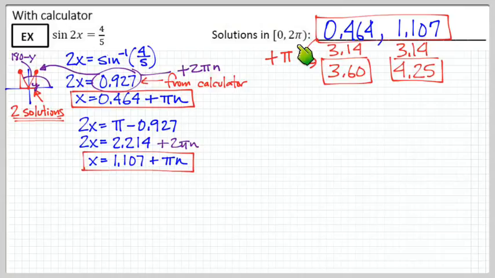Oh, and if we want to find the solution within 2 pi, we start off with these two answers here, but then every pi we have another solution. So I'm going to take this, add pi to it, take this, add pi to it, to get another set of solutions that are still within this range 0 to 2 pi.